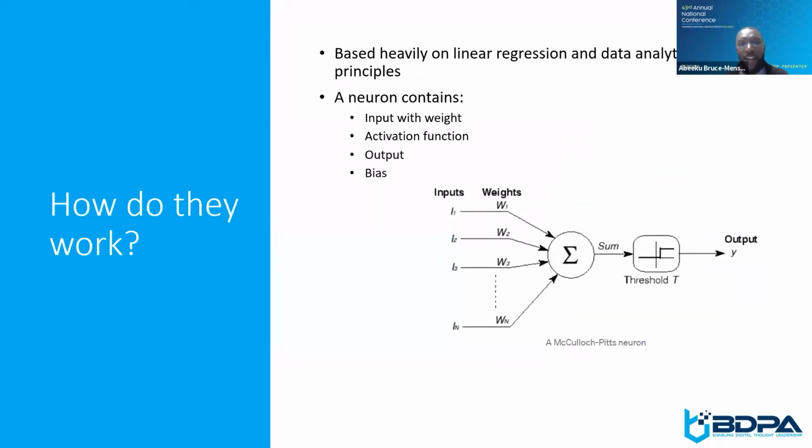Let's go on to the next thing. So how do they even work, right? If you think about a neuron, it has some basic function. It has some basic things in it. It has an input, which is the data that you're inputting. It's usually something that's binary or hexadecimal.